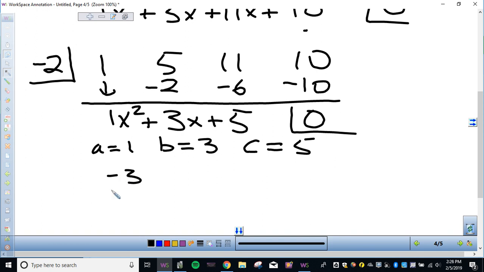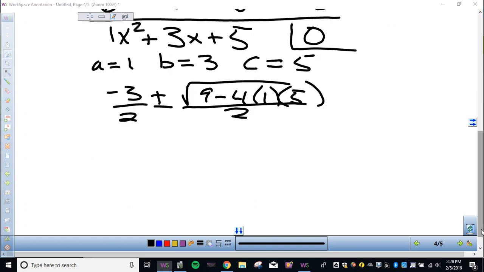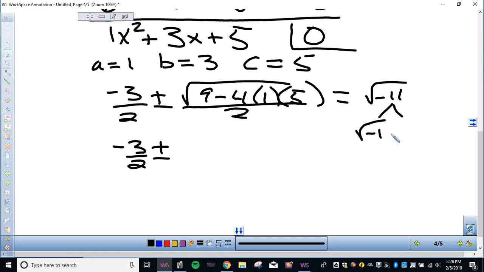So, negative 3 over 2 plus or minus square root of 9 minus 4 times 1 times 5, over 2. So 9 minus 20 is negative 11. So negative 3 halves plus or minus. So this equals square root of negative 11, which breaks apart into square root of negative 1, square root of 11. So I square root 11.